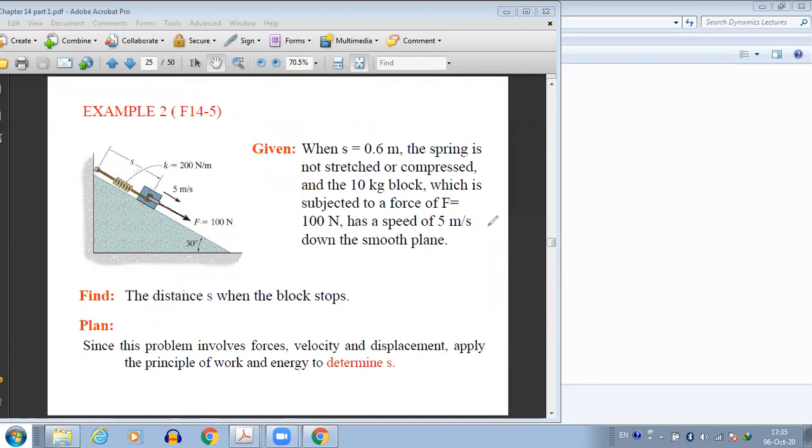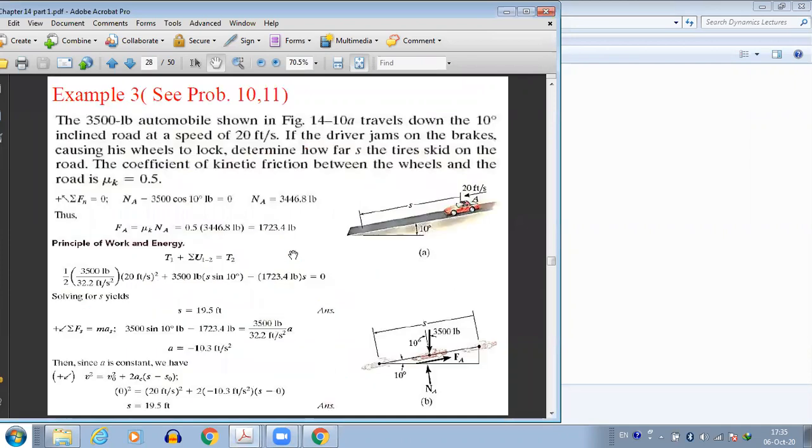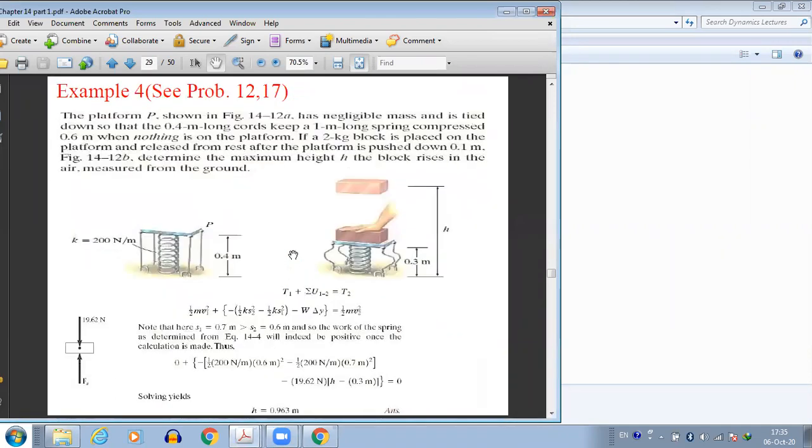Doctor, yes, I have a question in the same lecture, in this lecture, part 1, Example 4. Okay. You want me to solve this problem? No, I want to ask about the work of spring. Why is the work of the spring positive?